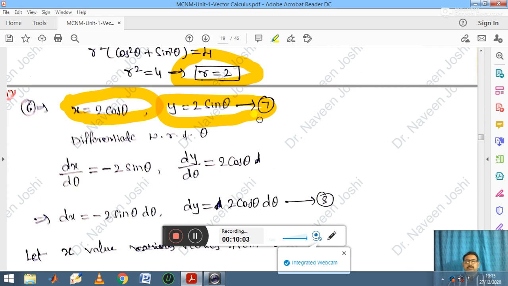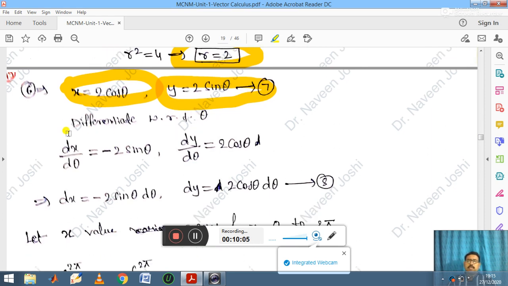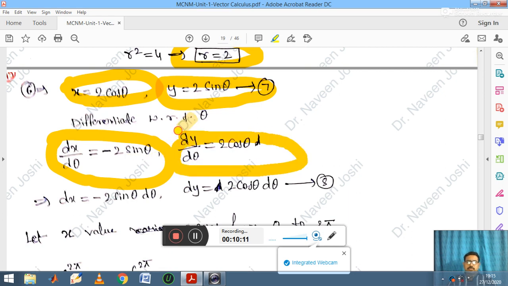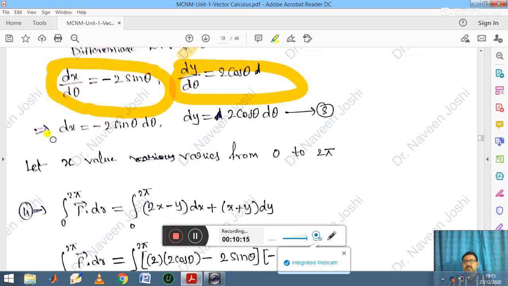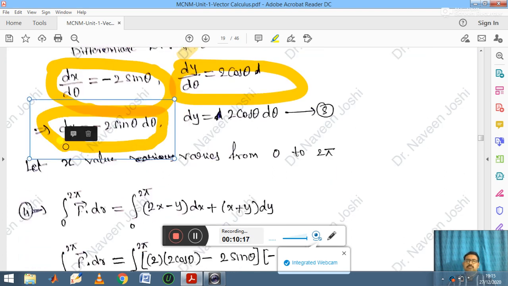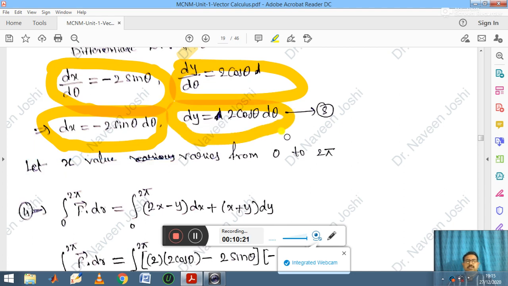Now differentiate equation 7 with respect to theta. Then it gives dx by d theta equals minus 2 sin theta and dy by d theta equals 2 cos theta. Okay, then if you take the expressions for dx and dy, dx equals minus 2 sin theta d theta and dy equals 2 cos theta d theta.